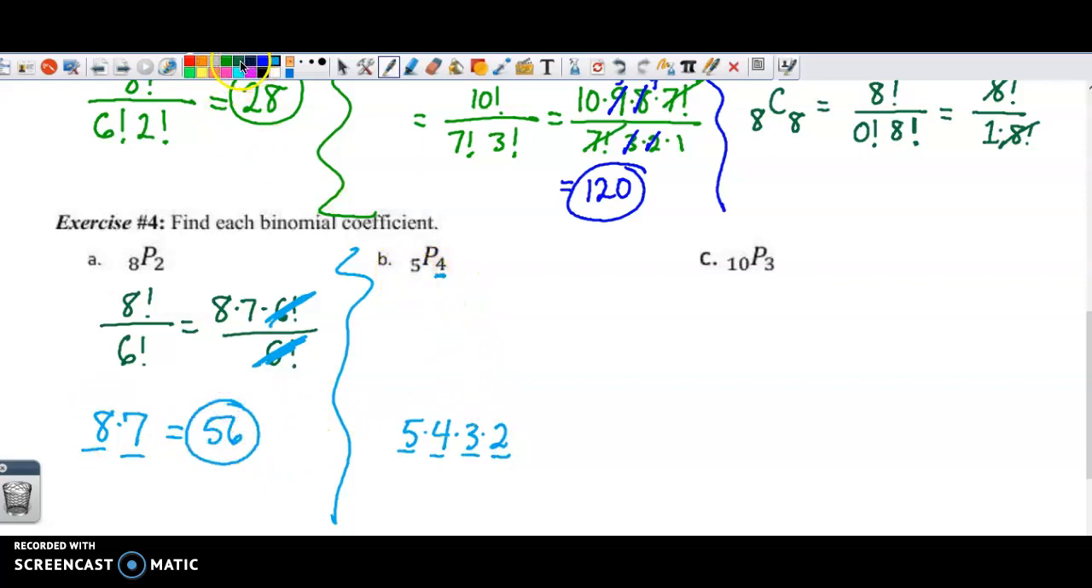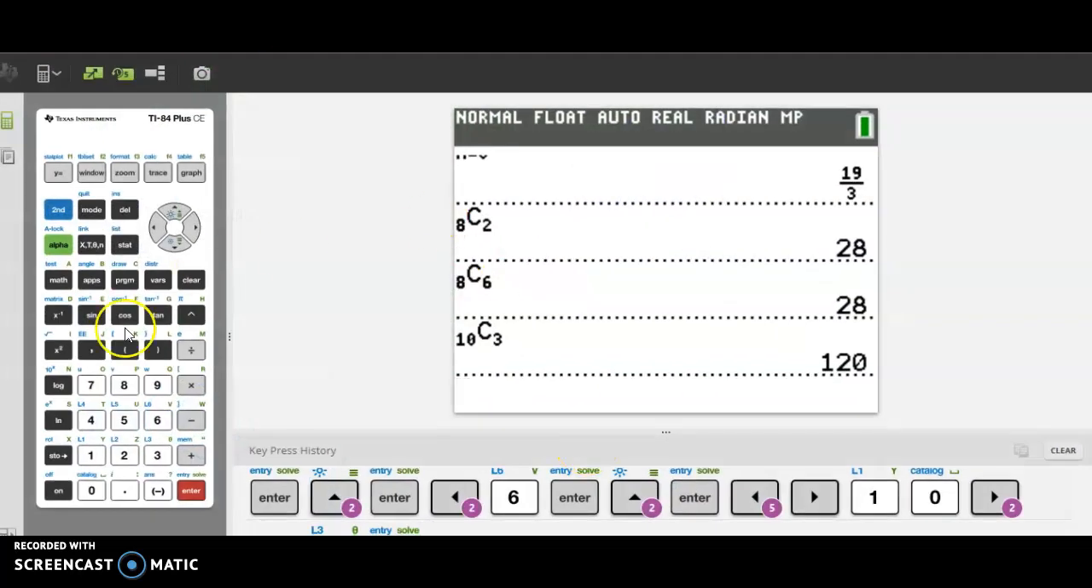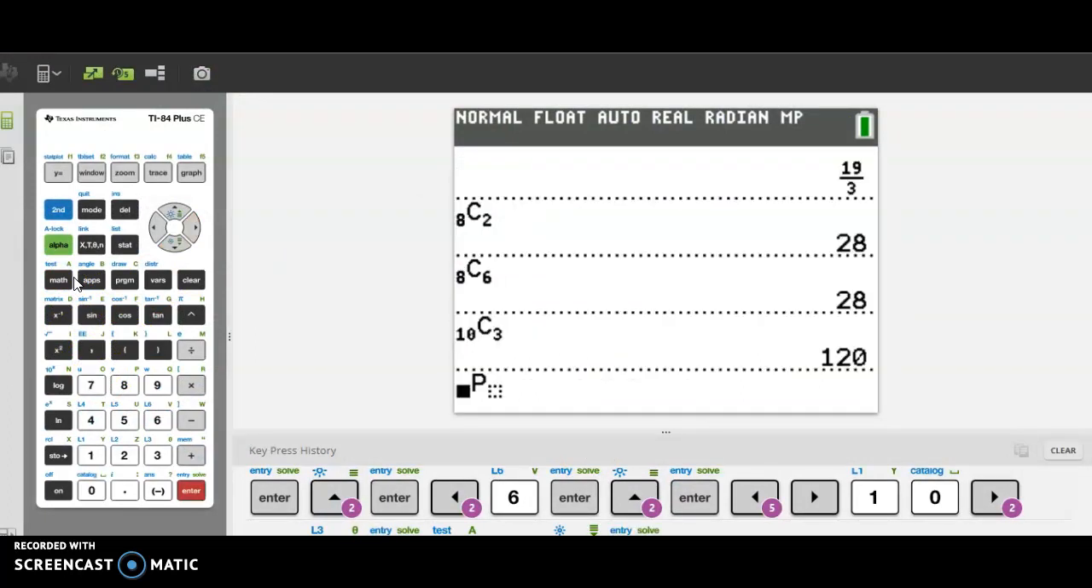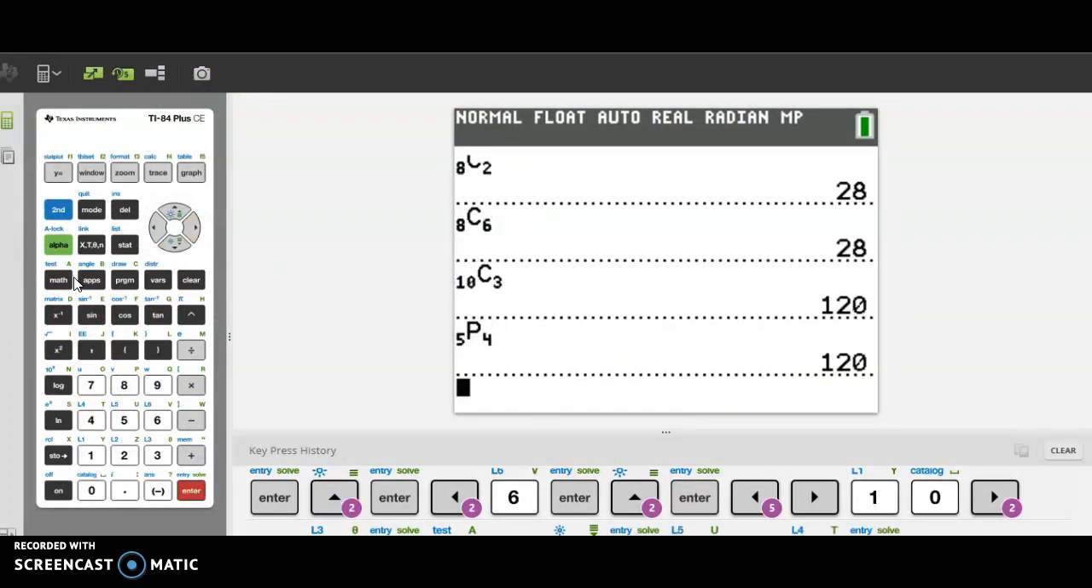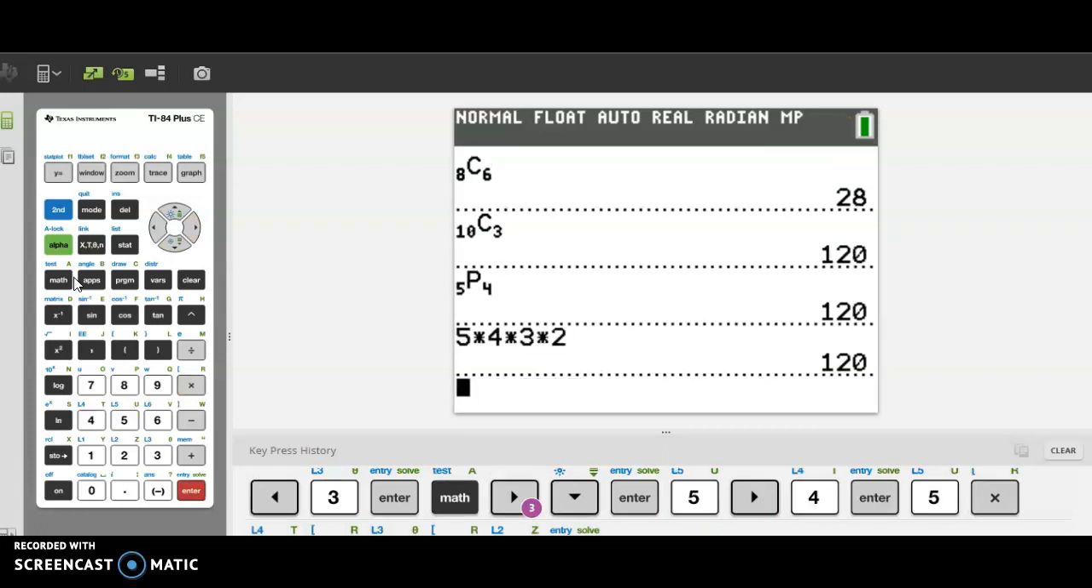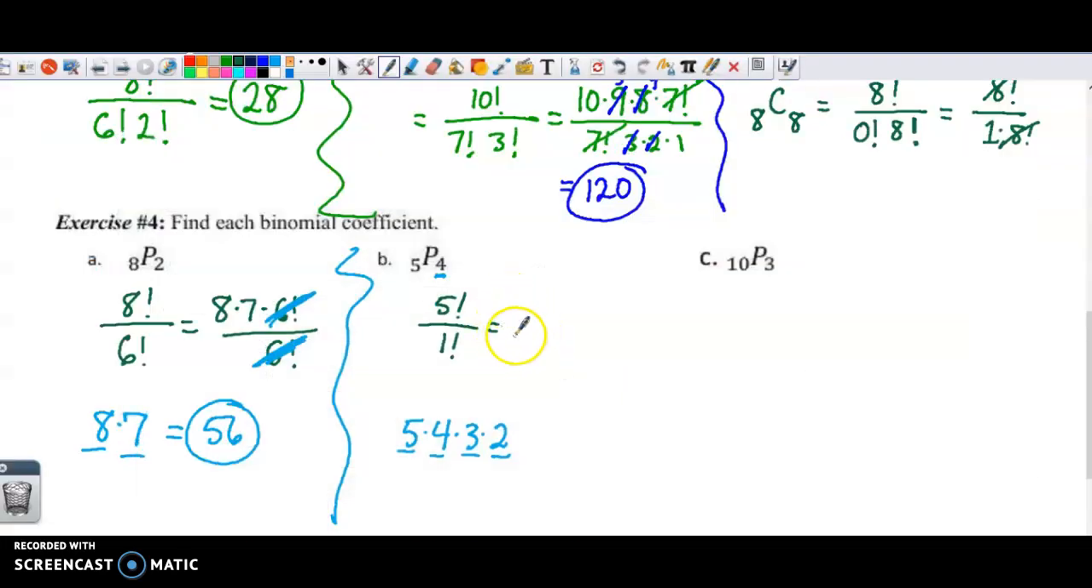How I usually do this problem is 5 factorial over subtracting the numbers. So it really is the same thing as just 5 factorial, but just to show you your answer with a calculator, 5 permutation 4. And notice it's the same thing as 5 times 4 times 3 times 2. It's actually the same thing as 5 factorial because multiplying by 1 is not going to change that value either. And there's a reason for that.